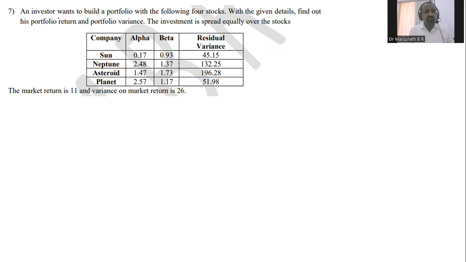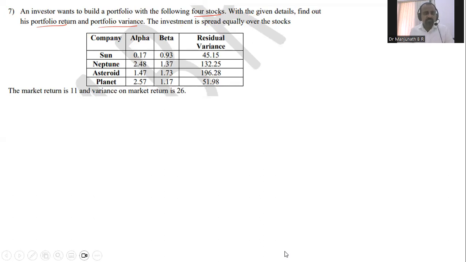An investor wants to build a portfolio with the following 4 stocks. With the given details, find out his portfolio return and portfolio variance. The investment is spread equally over the stocks. They have given the 4 stocks for us, and in the stocks list we have Sun, Neptune, Asteroid, and Planet.